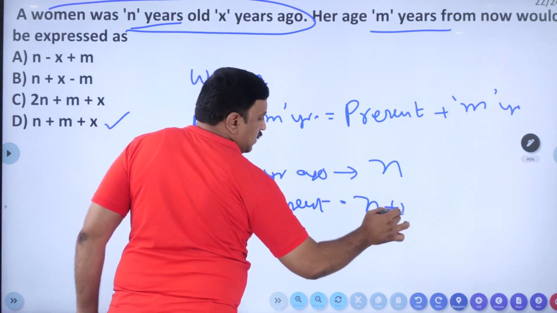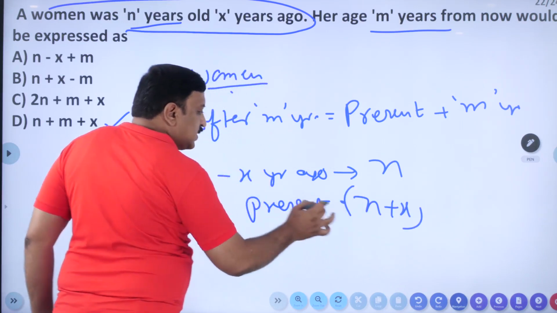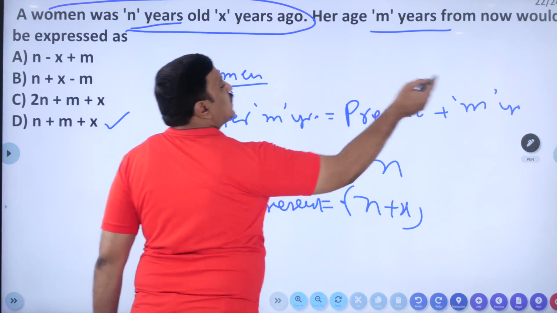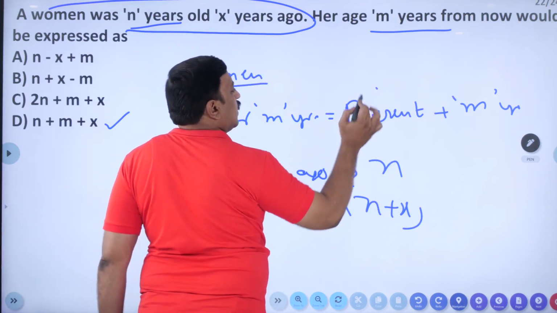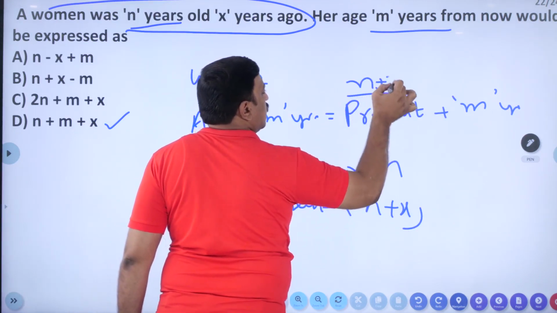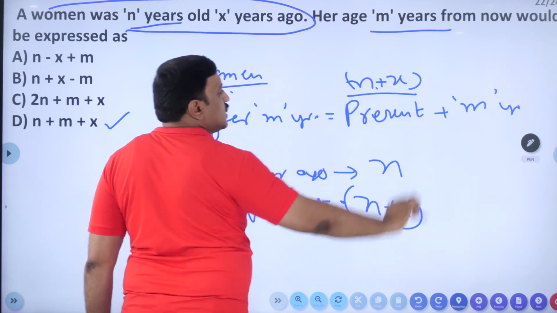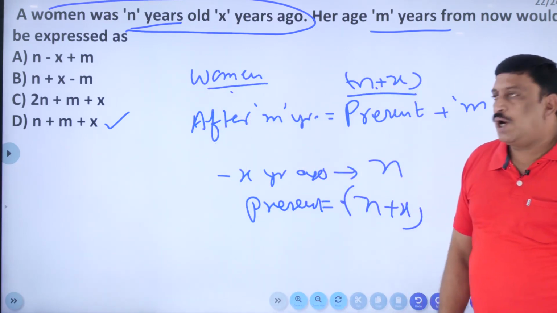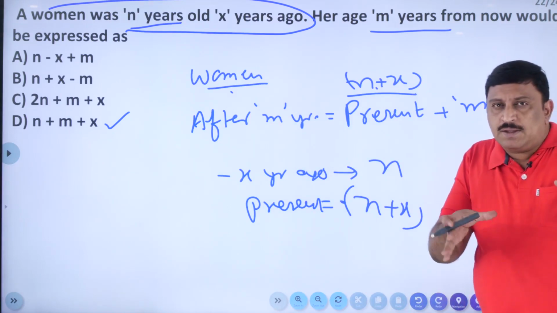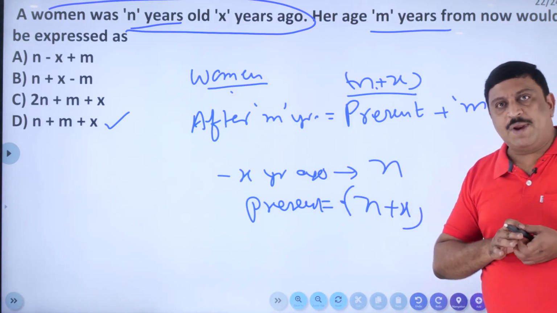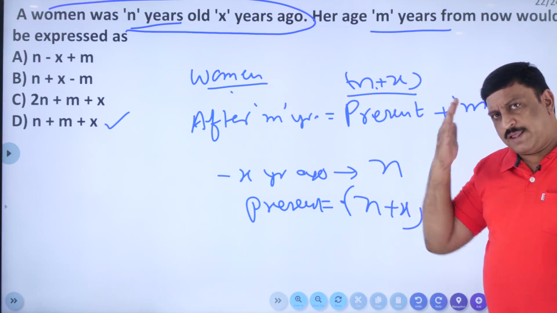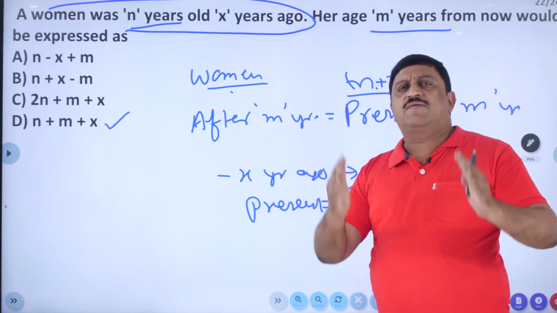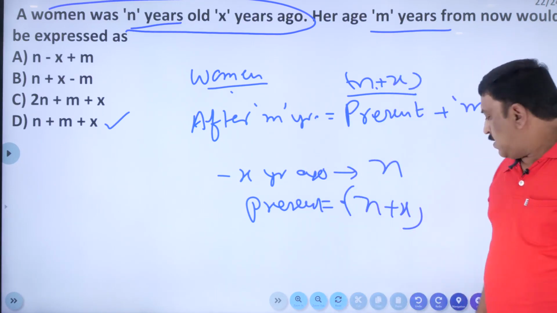N plus x, present. Once she got present, after m years she will be present plus m, so use this n plus x here. So what happens? Her age is n plus x plus m, right? So your answer is D option. This way, these typical cases, some questions will be like this. I think I have covered almost 95% of the models here, right?